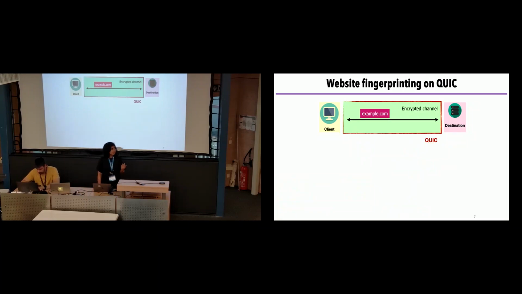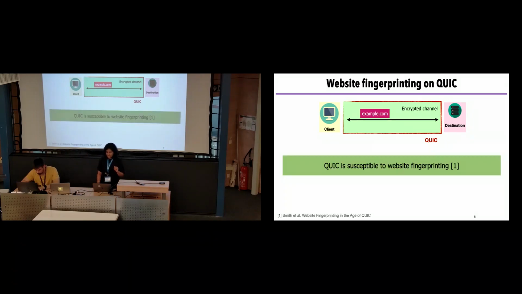We are looking at website fingerprinting on the QUIC protocol, which was standardized a couple of years ago. It's a UDP-based protocol, and it's seeing a lot of rapid adoption. I think as of last month, of the top 10 million websites, about 26% of them have already adopted QUIC. I just want to highlight that website fingerprinting on QUIC has already been done. There was prior work by Smith and co-authors that found that QUIC is susceptible to website fingerprinting, and it's no more or less difficult than fingerprinting, let's say, TCP-based protocols.